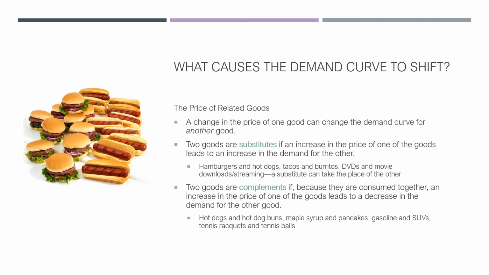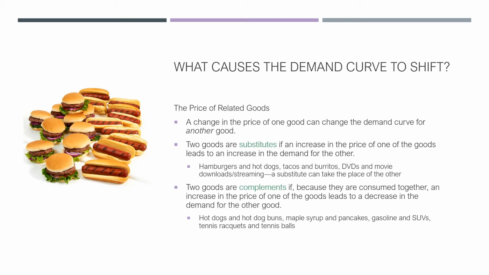Consider the demand curve for hot dogs. What would happen if the price of hamburgers increased? We would expect some consumers to switch from eating hamburgers to eating hot dogs to avoid the new higher price of hamburgers. This would shift the demand curve for hot dogs to the right. The price of hamburgers affects the demand for hot dogs because hot dogs and hamburgers are substitutes for each other. One can take the place of the other.